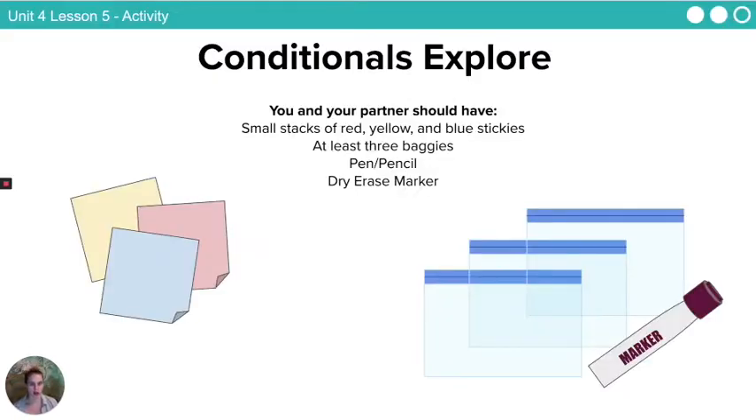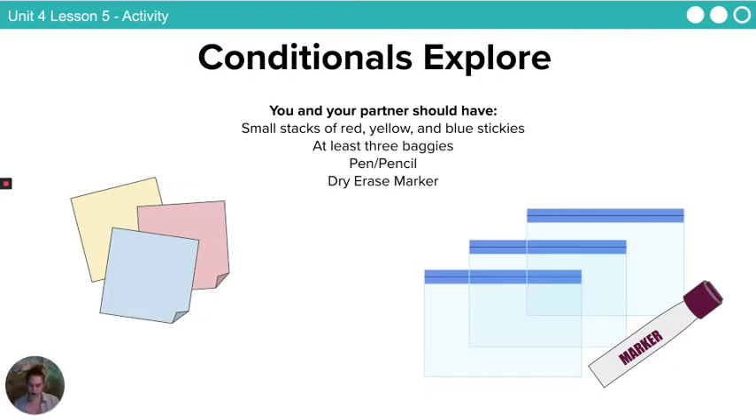So to get started, you are going to need a small stack of red, yellow, and blue stickies, like these. If you don't have these colors, that's totally fine. You could pick 3 different colors, but we're going to use the 2 colors that you used last time to describe strings and numbers. And then we're going to need an additional color because we're actually going to add an additional type to our knowledge base.